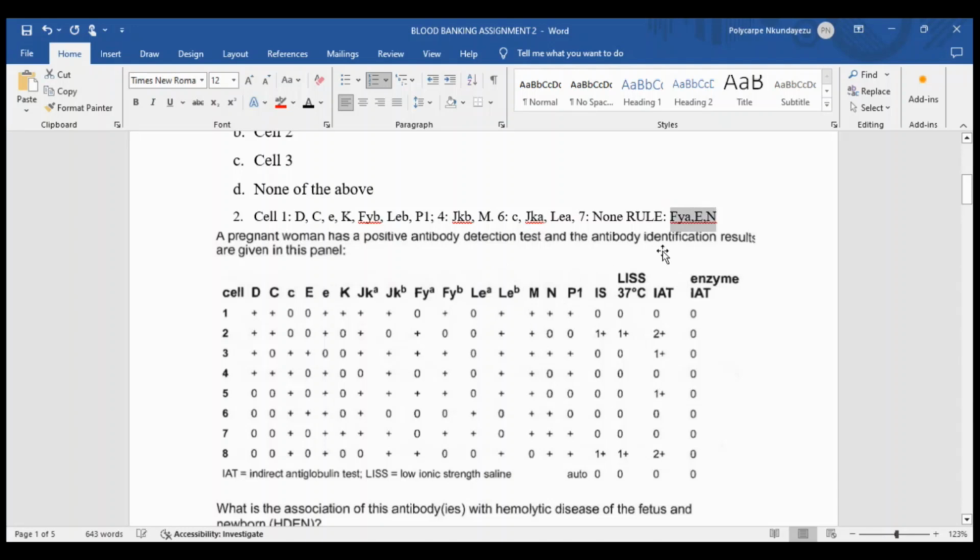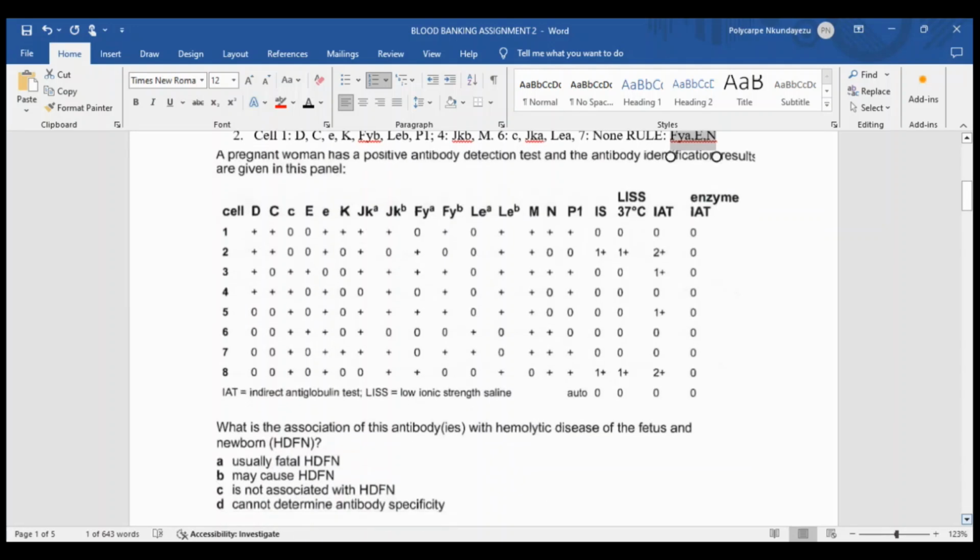Okay, so now we are remaining with the 3 antigens. Now, which antigen is responsible for this reaction, and what is the association of that antigen with our question here, with our HDFN?